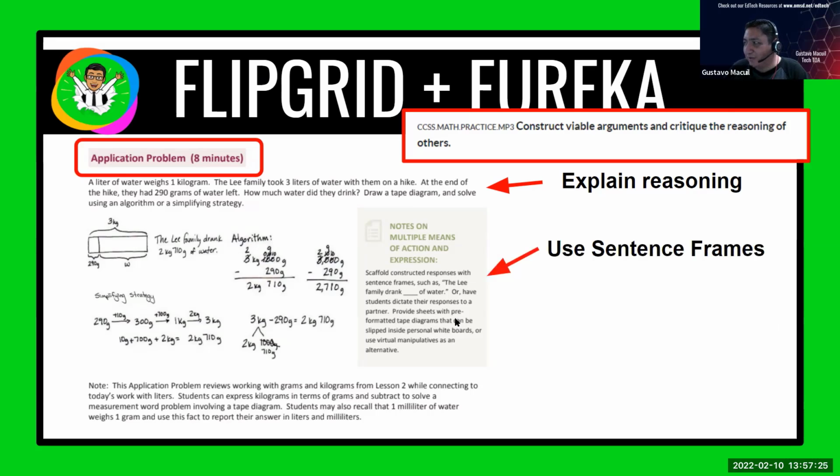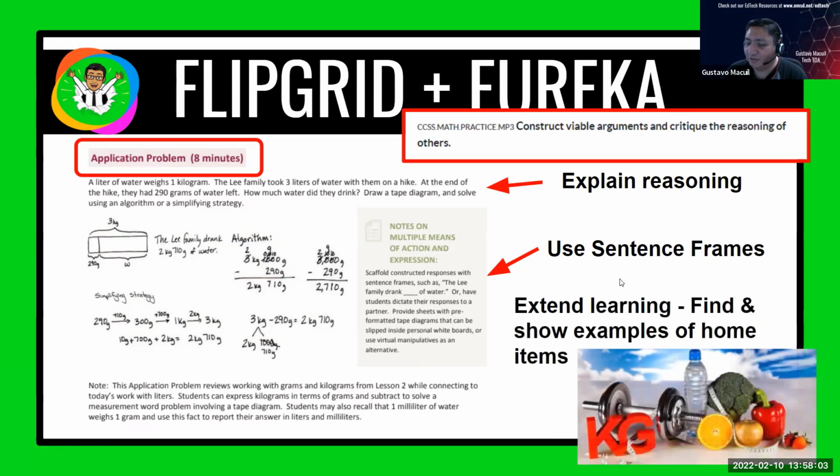Also, I don't know if you've ever noticed this, but these little green notes on multiple means of action and expression, please read them, because I ignored them before until someone said, hey, you do know that there's scaffolding and connections for your English learners and special needs. In this example, it actually gives you a sentence frame. In your instructions for FlipGrid, I would literally put that sentence frame in there and tell them, please use this sentence frame if you need it. Or in your video, you can put it right on top of yourself and tell them, use this sentence frame if you need it as a scaffold.